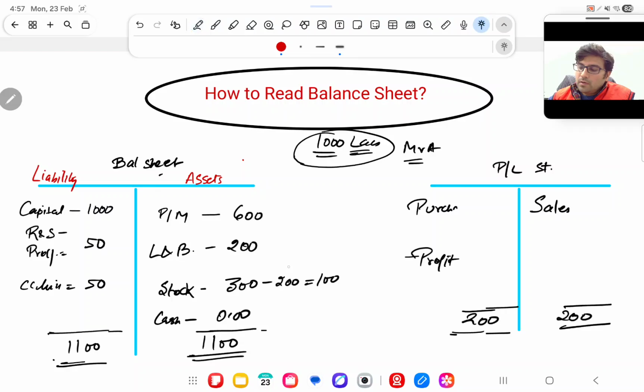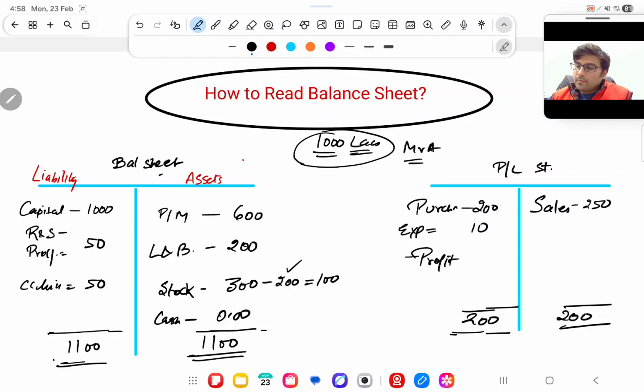200 they have sold goods, so they will go to the sales side of the profit and loss statement. Let's say the company has sold it for 250. These goods were purchased for how much? 200. And let us say that the expenditure incurred on such goods may be, let's say, 10. So what will be the revised position? 250. Now out of 250, 10 is spent on expenditure and 200 for purchase. So they are left with a profit of 40 lakhs.